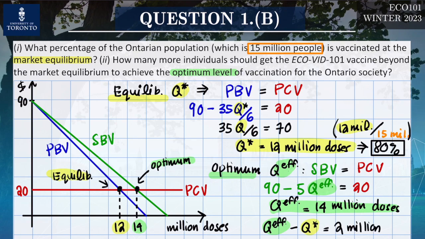We have a 2 million doses deficit that is actually going to create a deadweight loss in society because we have not internalized yet the marginal external benefit of people getting the vaccine and increasing community immunity. So that's it for this part of the problem. Hopefully you got this right. Let's do the other part of the problem.